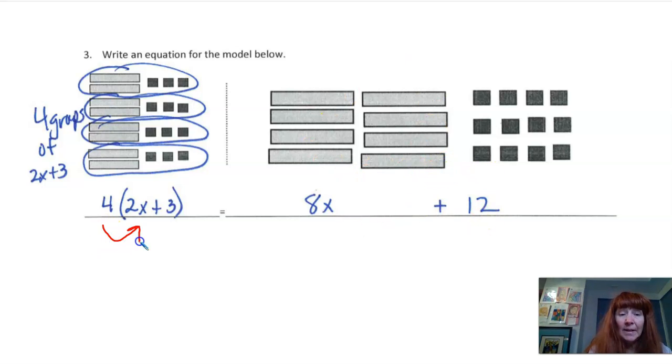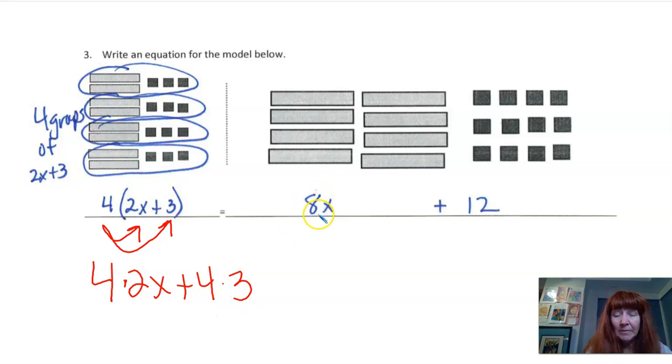But I want you to see the connection, right? What I'm doing is I'm doing 4 times 2x plus 4 times 3. That's what we have right here. 4 groups of 2x equals 8x because I multiply the 4 times 2 together. And then 4 times 3 is just the 12. So we're trying to see what's happening with the distributive property when you can actually see the things that are being multiplied.